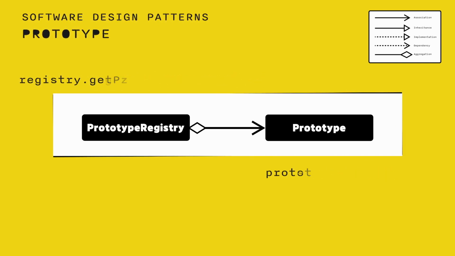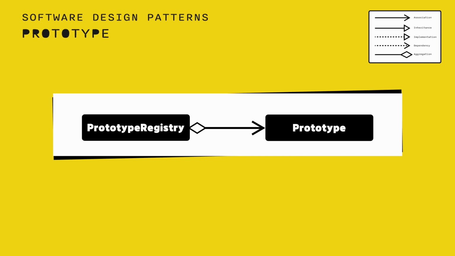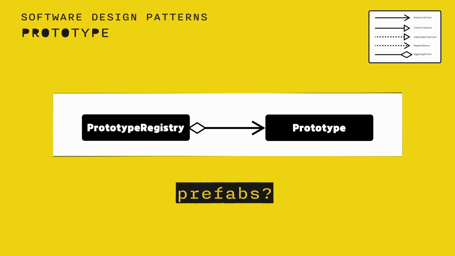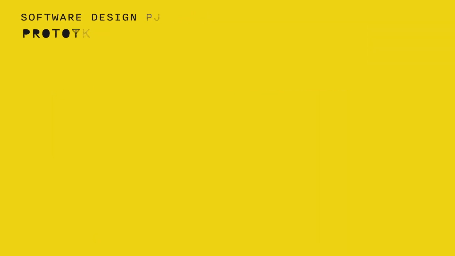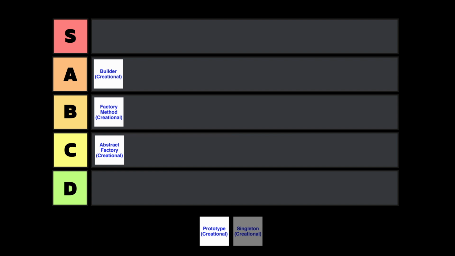This pattern is useful if the creation and configuration of objects is complex. Now, this sounds a lot like prefabs. Pre-configured, complex objects that are super easy to clone. Prefabs are prototypes. They are really helpful. And I've seen people never use any prefabs. It exists. I'll put this in S tier because instantiating from prefabs is just everyday Unity stuff. But I'll add a little Unity logo on this just to say that, well, this pattern is already in use.